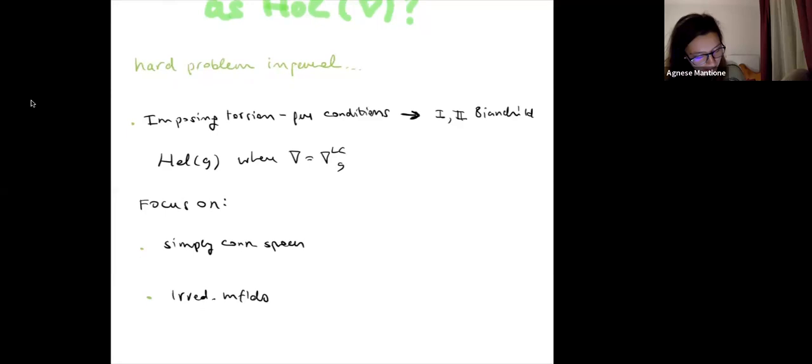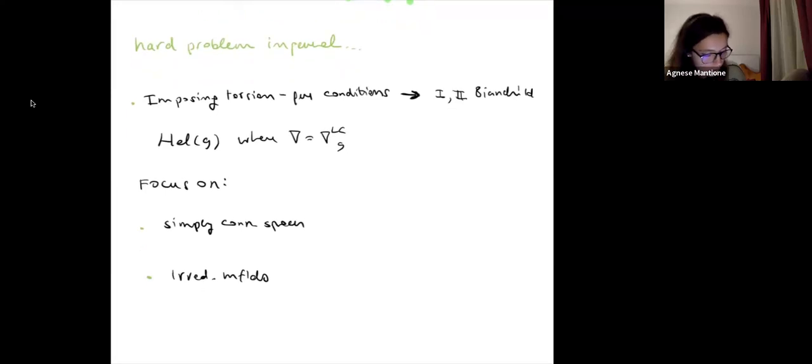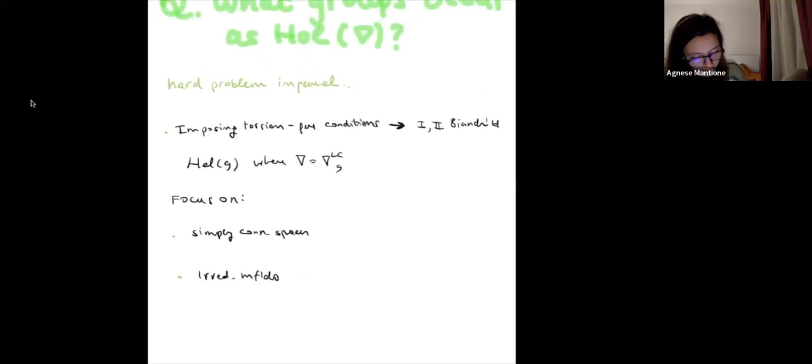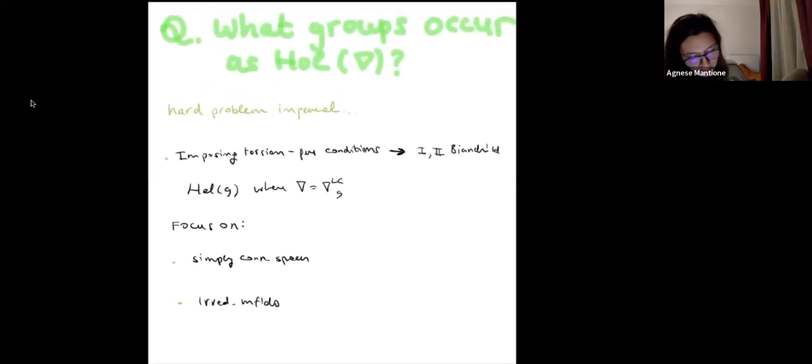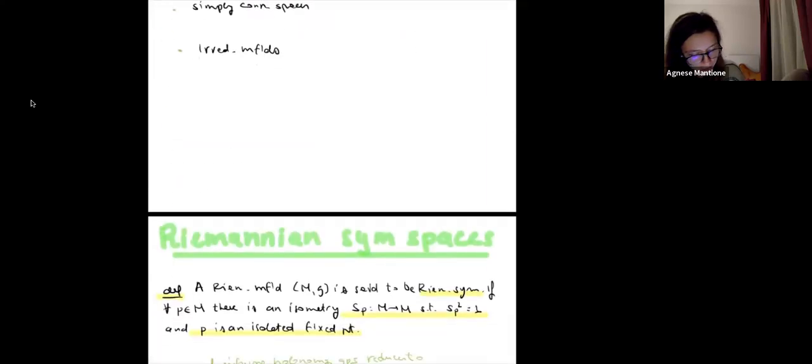And next we will also just work with irreducible manifolds, which means that our manifolds cannot be of a product type, because if that were the case, then the holonomy will also decompose as a product type. Okay, so the first positive classification of holonomic groups appears for symmetric spaces.